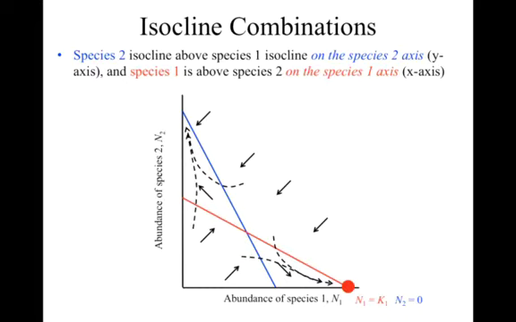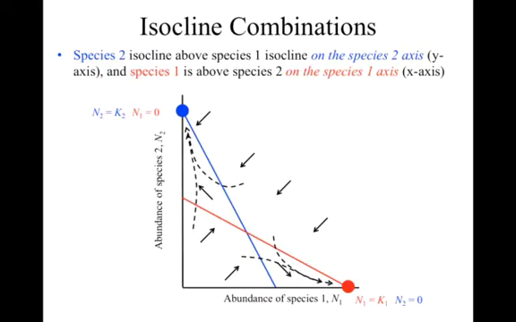Same kind of deal if I start with less species 1 and a little bit more species 2, but I'm below both isoclines, the arrows point me up towards the isoclines. I move until I cross the isoclines, and then in this case I actually cross the species 1 isocline first, and I move up. That points me up towards the species 2 axis. And so in that case I drift towards that point. And that point is actually the species 2 population at its carrying capacity and species 1 at 0. Species 1 has been driven extinct.